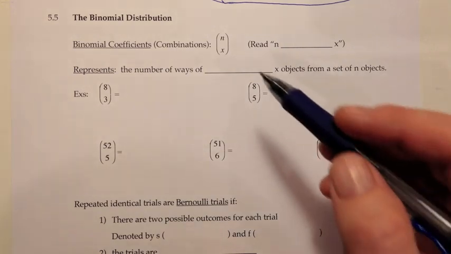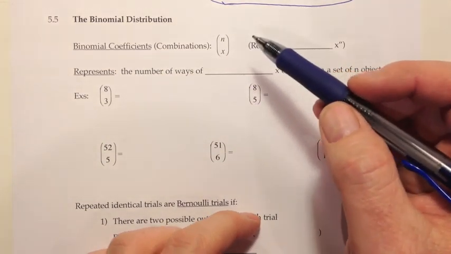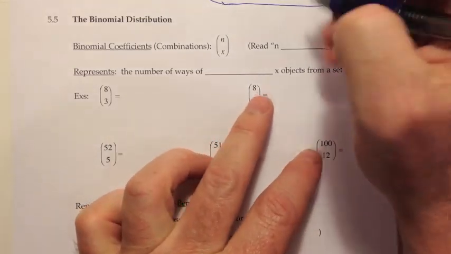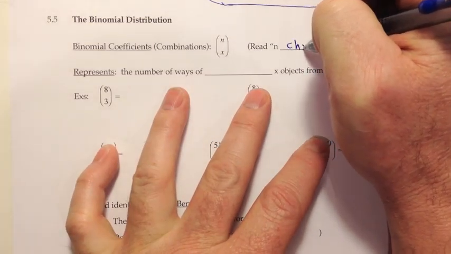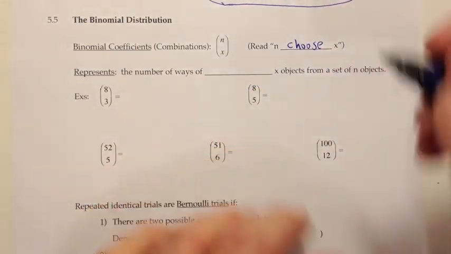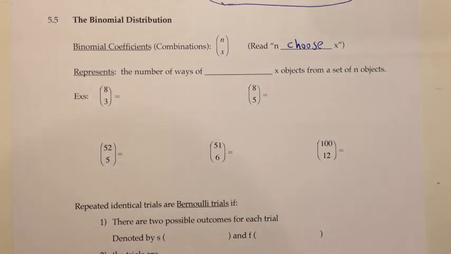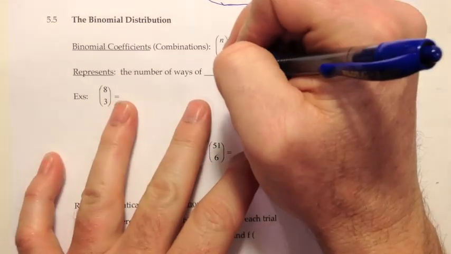To write them out, it looks like a fraction where we forgot the fraction bar, but it's not n over x. We would read this as n choose x. And it represents the number of ways of choosing x objects from a set of n objects.